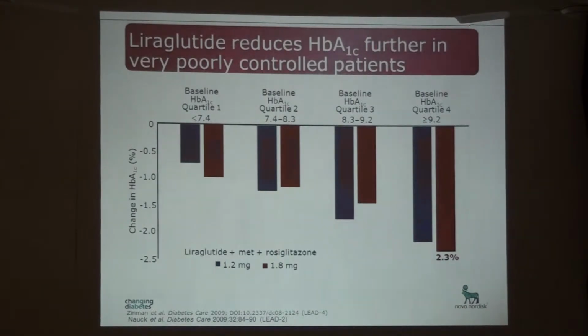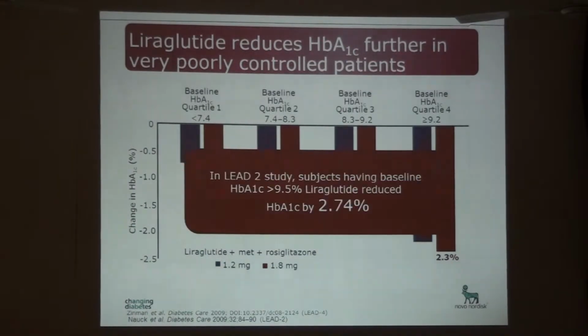Taking this further, those patients who had higher HbA1c have shown greater reduction in HbA1c. But I guess that is pretty obvious or self-explanatory. The higher your weight, the more your weight loss, the higher your HbA1c, the greater your HbA1c reduction. So in lead 2 studies, subjects having baseline HbA1c of more than 9.5%, there was almost a reduction of 3% HbA1c. That's quite a large amount.